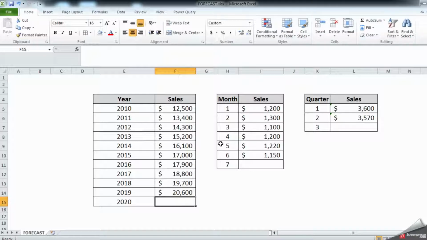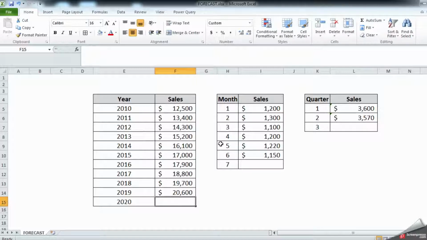As you can see on my screen, I have given example of years, month and quarter. So these figures are the sales figure of my organization, for an example, and I would like to know what would be my sales figure as per the forecast formula. So last 10 years data from 2010 to 2019, and we have months from January till June, and we have 2 quarters.